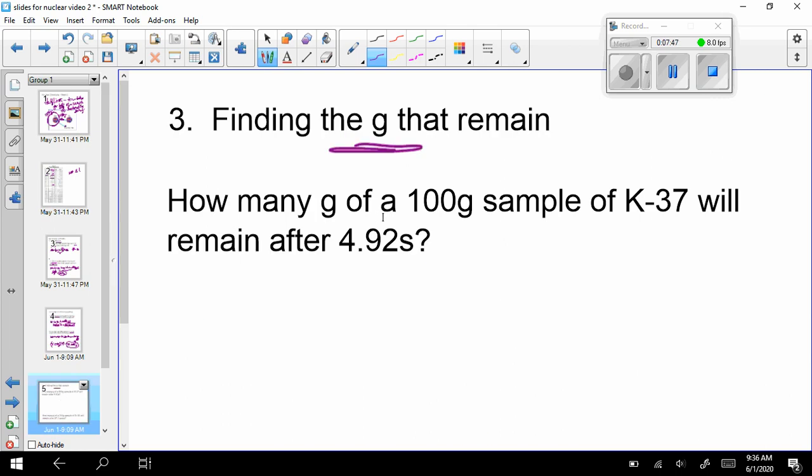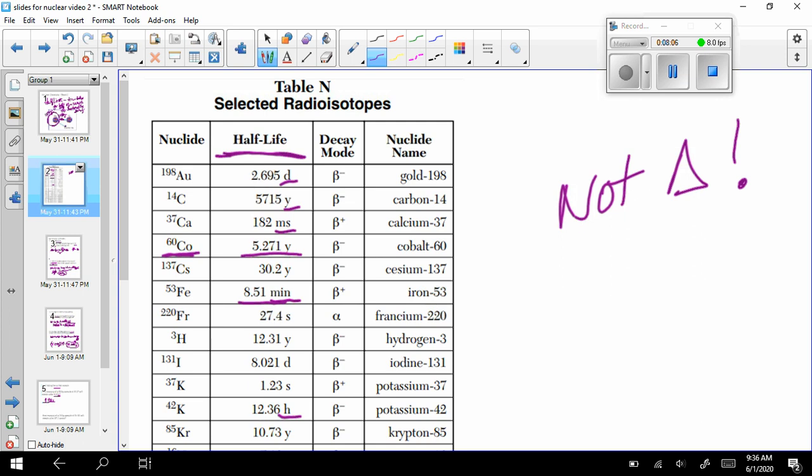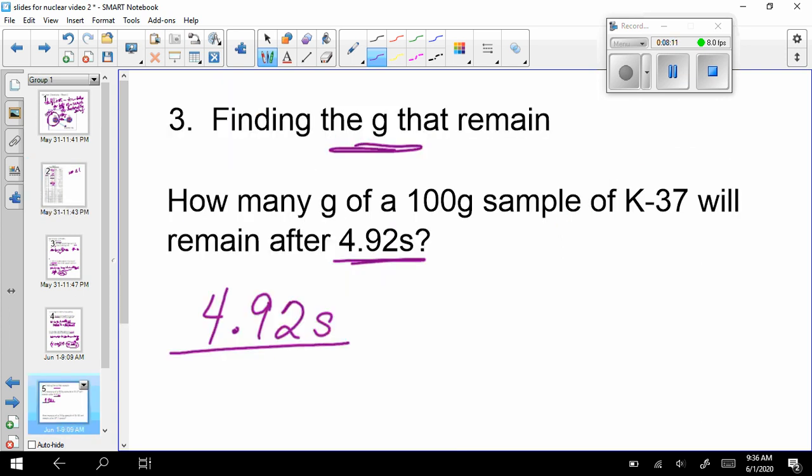All right, how many grams of a 100 gram sample will remain after 4.92 seconds? So if my total time that's gone by is 4.92 seconds, I want to divide that by how long is 1 half-life. So K-37. Here it is, K-37, 1.23 seconds. All right, so I divide 4.92 by 1.23 and I get 4. So 4 half-lives have gone by.